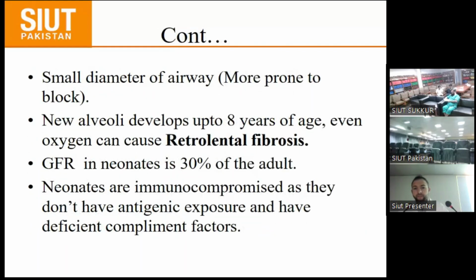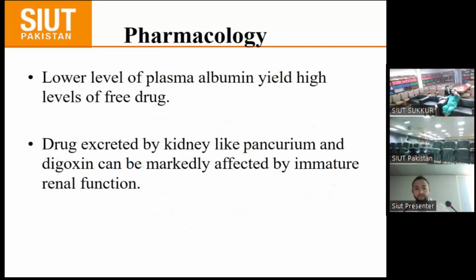Smaller diameter airways are more prone to block. New alveoli develop up to 8 years of age. Even high oxygen can cause retrolental fibroplasia. GFR in the neonate is 30% of the adult. Neonates are immunocompromised as they don't have antigenic exposure and have depleted complement factors. Now, pharmacology: low levels of plasma albumin and high levels of free drugs. Drugs excreted by the kidney, like pancuronium and digoxin, can be markedly affected by immature renal function.